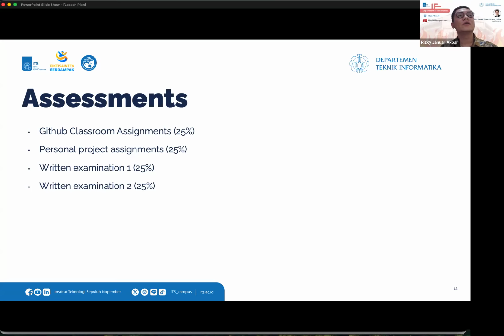25%. So this assignment contributes 25% of your total grade. And for the written examinations, there are two, and these examinations will contribute 50% in total, 50% of your total grade. So you have to make sure that you follow all of these assessments.